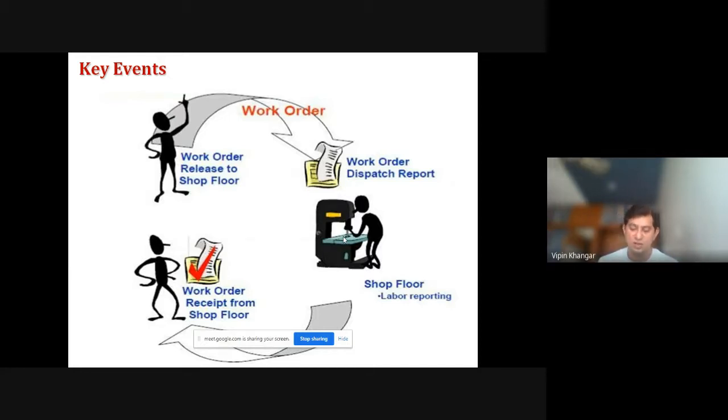There are work centers, workstations, and employees jointly working at the shop floor in order to complete their task, whether it is manufacturing or assembly, and that results in production. And this is the work order received from the shop floor. This is just to check whatever tasks and orders have been assigned to the shop floor.